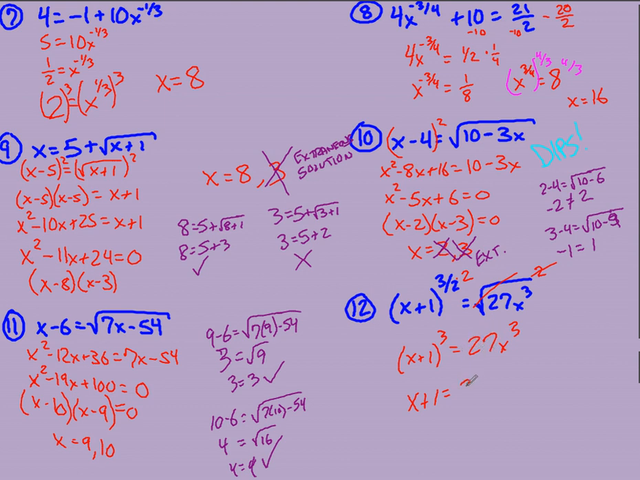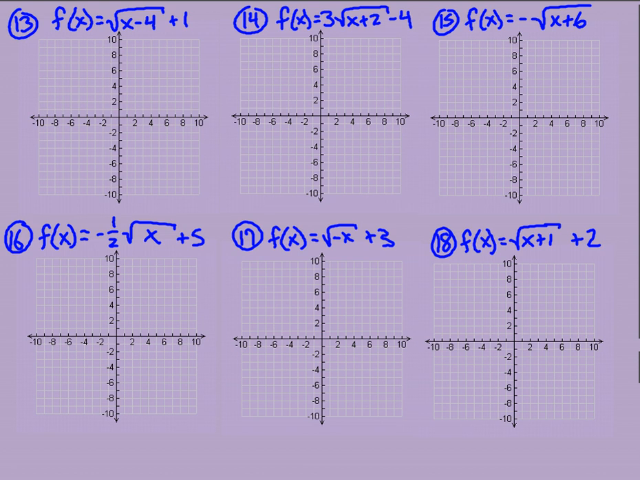The cube root of 27 is 3. The cube root of x cubed is just x. And now I'm just solving it like I would normally. I get 1 equals 2x, and that means that x will equal 1/2 as my final answer. Let's do this for see here.